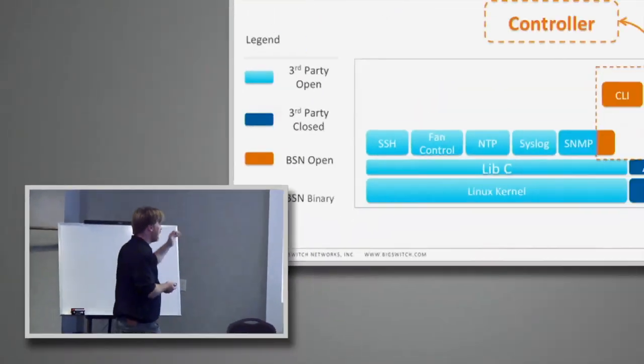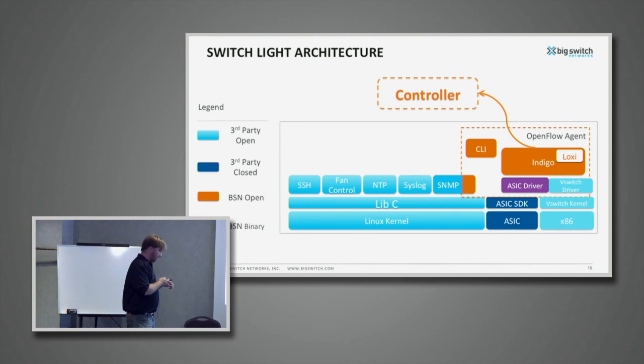So I've got a color-coded slide here. Ooh, I've even got a laser pointer. All of this color, light blue, is stock Linux. So if you download the SwitchLite image, you get an SSH daemon, you get a fan control daemon. I was tweaking it before the show. Apologies, I didn't tweak it any better.